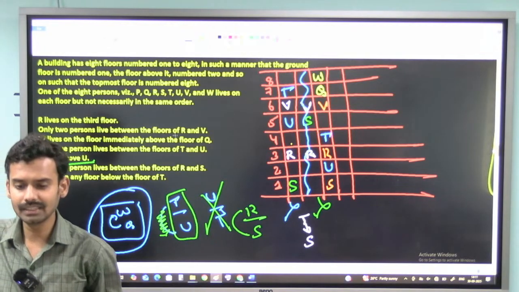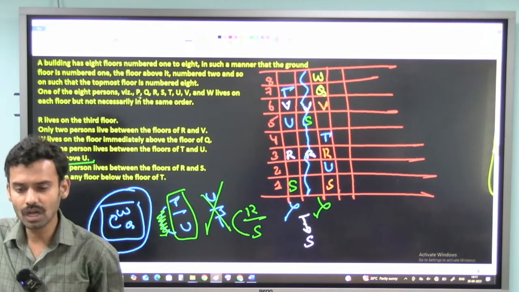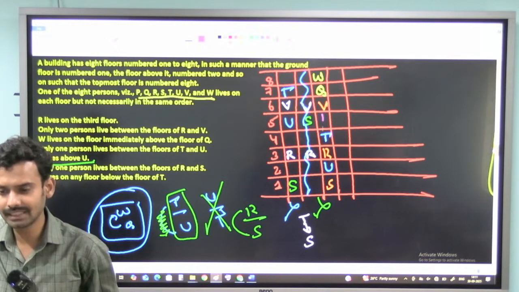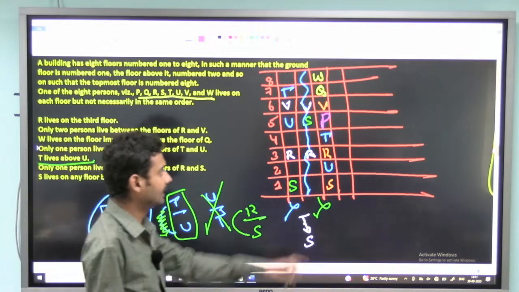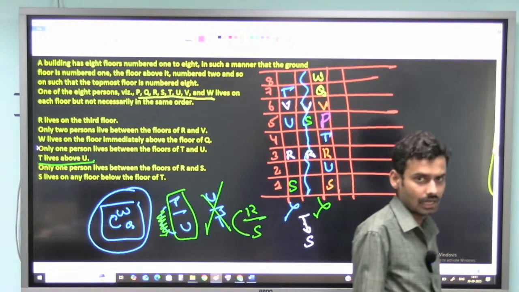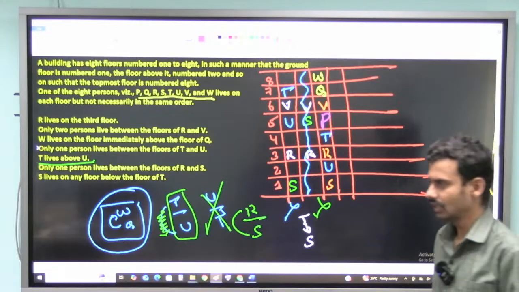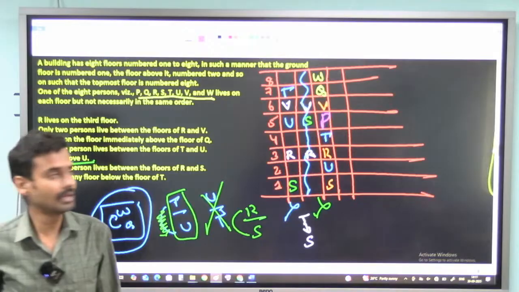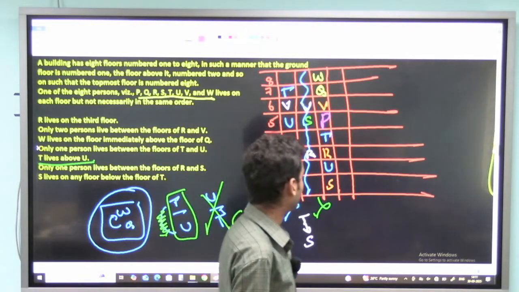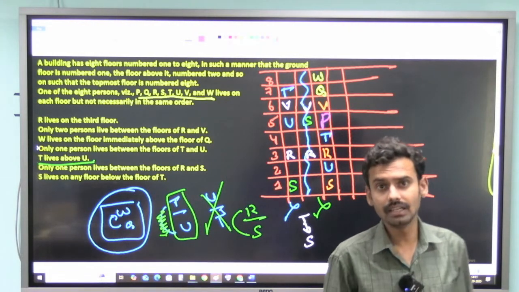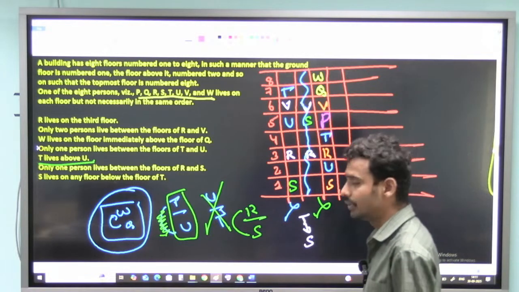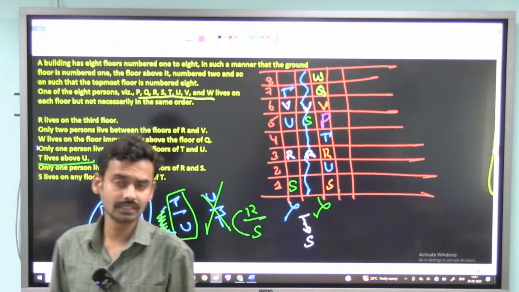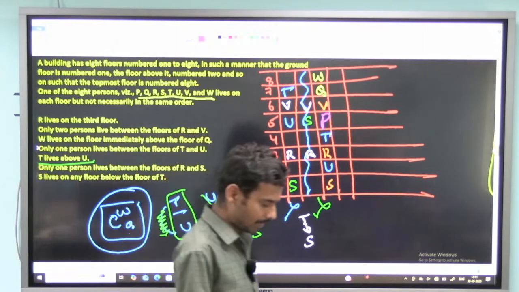Coming to the last person, the question is talking about P, Q, R, S, T, U, V and W, and the only person left in the entire arrangement is P. So I can fix P in the vacant floor, and this will be the final arrangement. And after this, I may get some questions like who is living on the top floor, how many people are living between T and S, who is living immediately above the floor of U, how many people are there between Q and R.